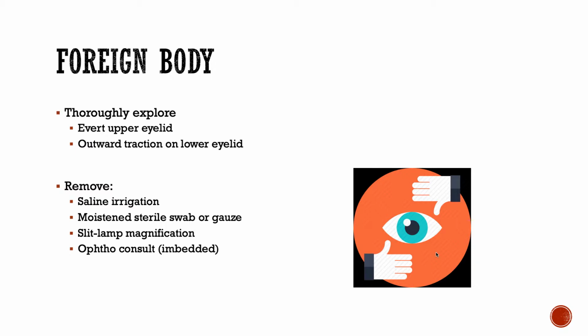And then if you have a metallic foreign body, it can be expected to have rust on the eye, and so it may just be a rust stain, and that itself will eventually resolve on its own without any issues. And then key point, you always want to re-examine the eye after the foreign body is removed, just to make sure there are no abrasions, and if there are, to treat them appropriately.